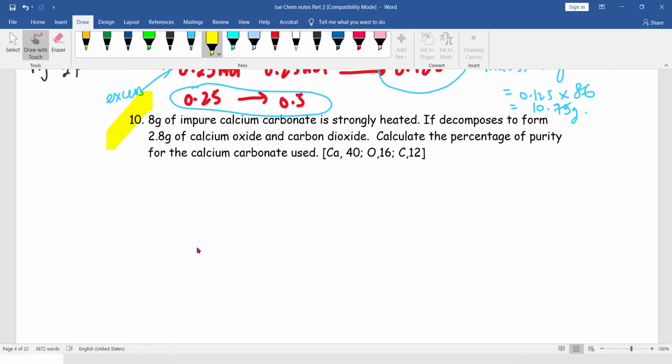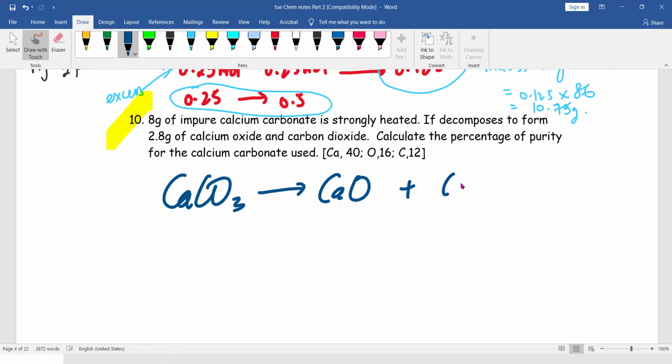Okay, no, you calculate, you do the equation first. All right. Have you done the equation? It was small. Okay, wait. Calcium. Okay, look. Is your equation like this? Okay, so like this. Okay. Yeah. 8 grams of impure.